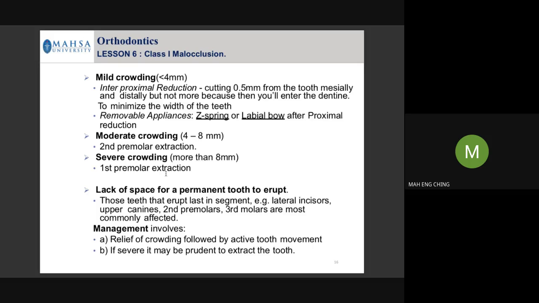Of course, for some mild crowding, you can use a removable appliance. You can use a neck spring and labial bow to close the gap, the neck spring to push the incisor forward. So a simple removable appliance sometimes can achieve the result the patient wants. But when you come to the more severe case, usually fixed braces will be more suitable. Okay.